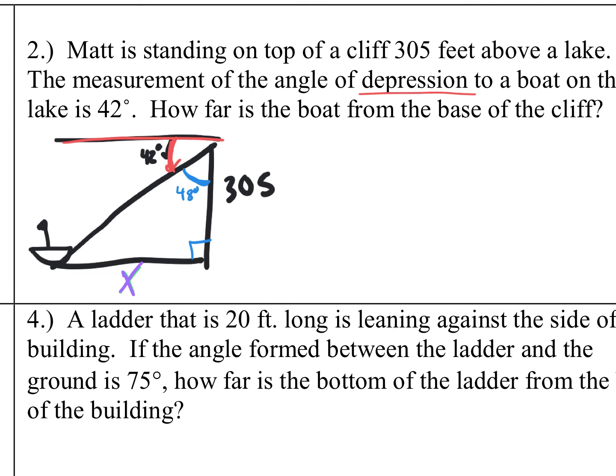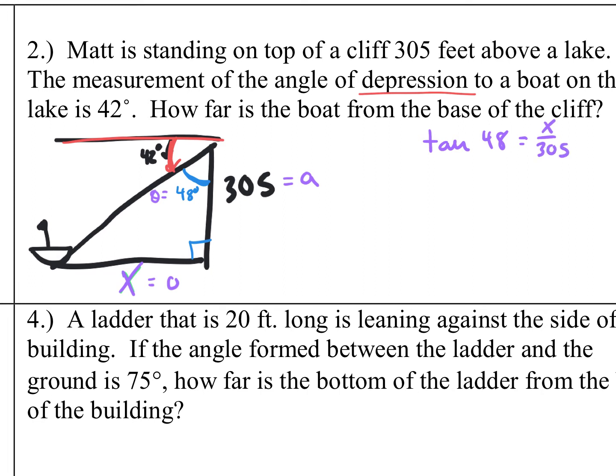So if this 48 degrees up top is our theta, what is x? Opposite, adjacent, hypotenuse? Opposite. What about 305? Adjacent. So which trig function involves opposite and adjacent? Tangent. So I would take the tangent of what? Of 48, the tangent of your angle, and that's equal to opposite over adjacent. So x over 305.